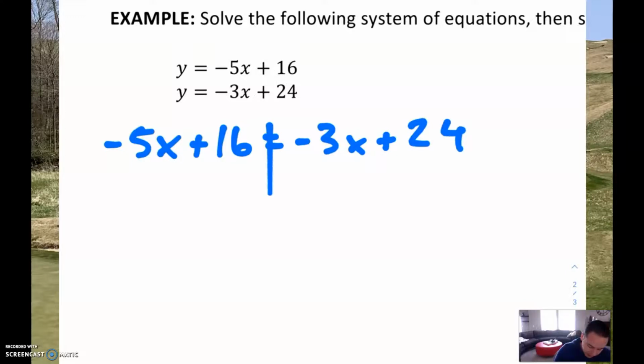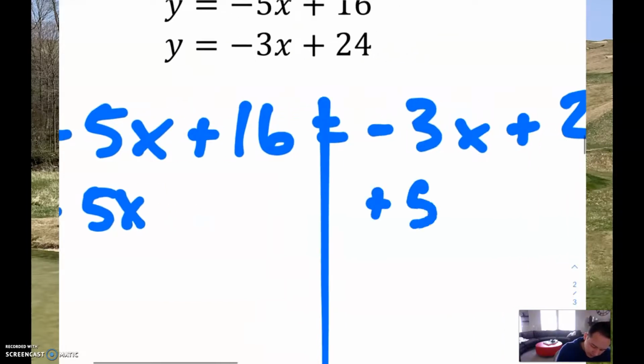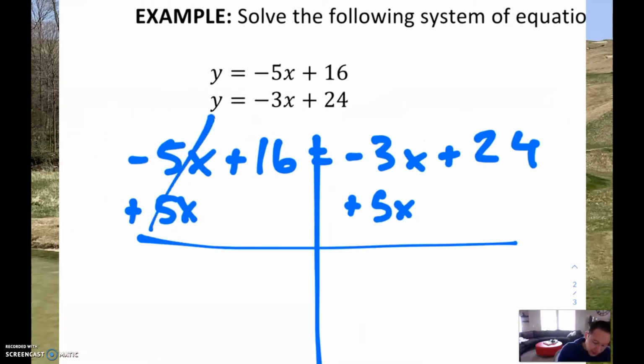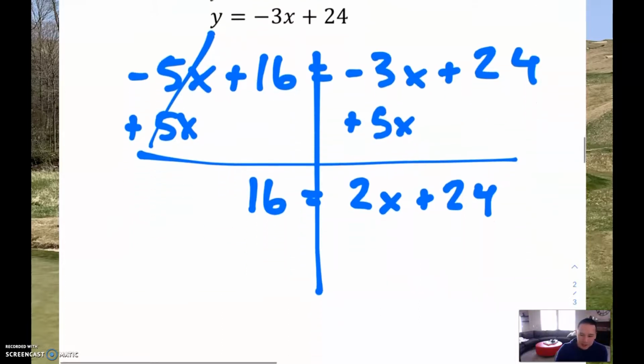To solve this, again, you can do it however you were taught, but I would move the smaller variable first. So I'm going to add 5x to both sides. And by doing that, the 5x's go away. We're left with 16 equals a positive 2x plus 24. Negative 3x plus 5x is a positive 2x.